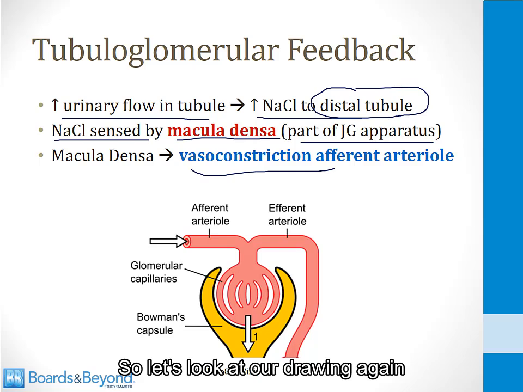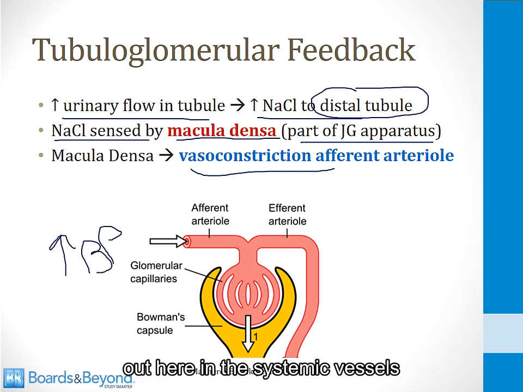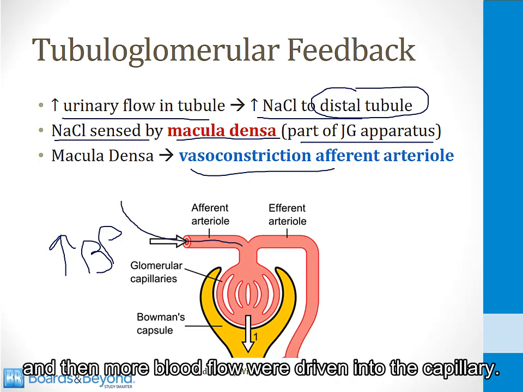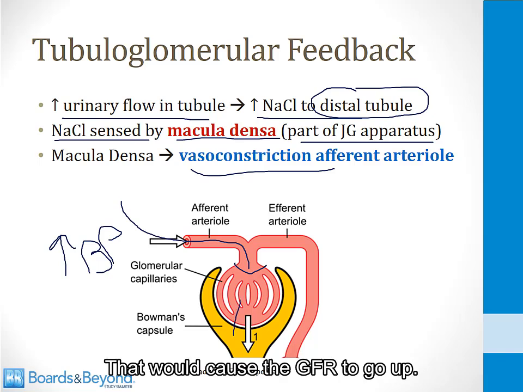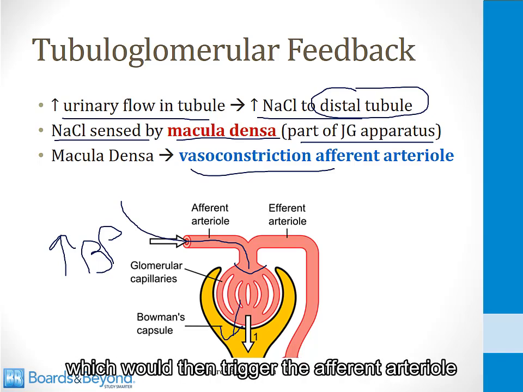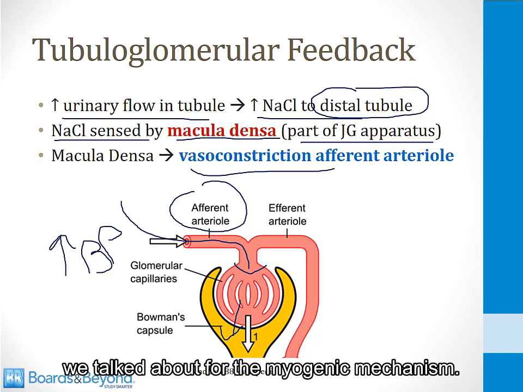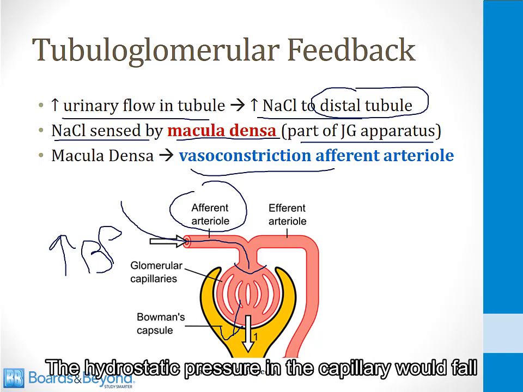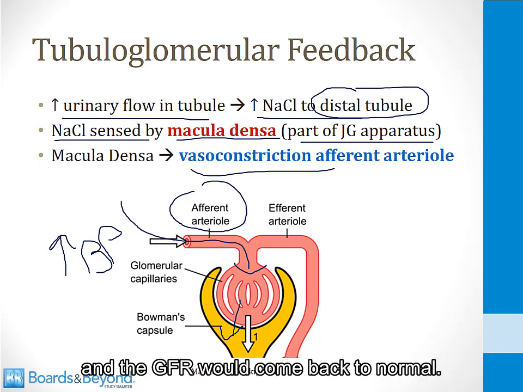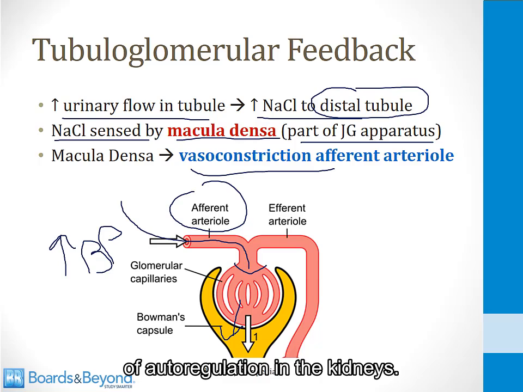So let's look at our drawing again and imagine that the blood pressure were to go up out here in the systemic vessels and that more blood flow were driven into the capillary. That would cause the GFR to go up. This would be sensed by the macula densa, which would then trigger the afferent arteriole to vasoconstrict, and we'd get the same phenomena we talked about for the myogenic mechanism. The hydrostatic pressure in the capillary would fall and the GFR would come back to normal. And this is the second major component of autoregulation in the kidneys.